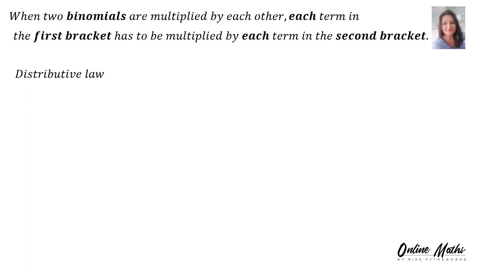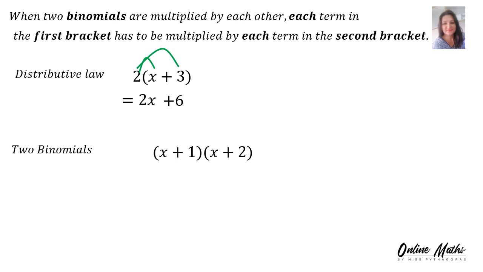Now, something that's familiar to you is the distributive law of multiplication. When I give you 2(x + 3), it means you will take the 2 and multiply with each term inside the bracket. So you will say 2 times x is 2x and 2 times plus 3 is plus 6. Now when we deal with two binomials, it works exactly the same.